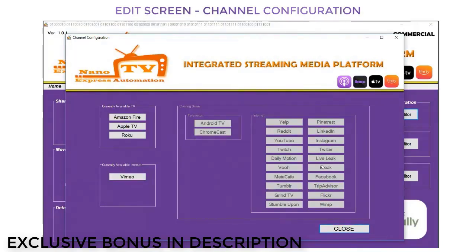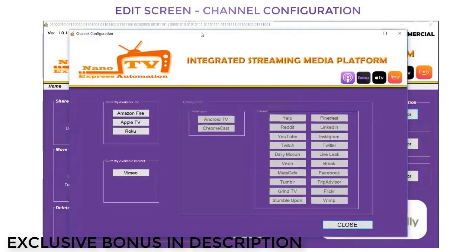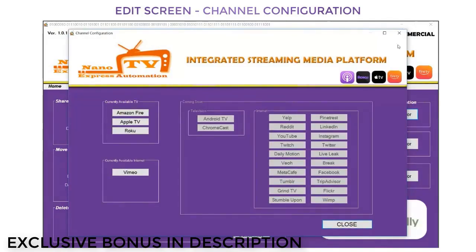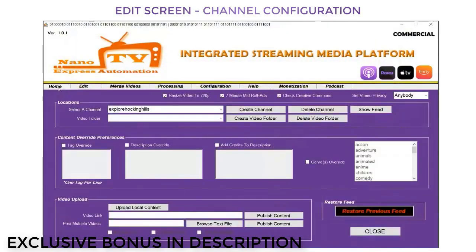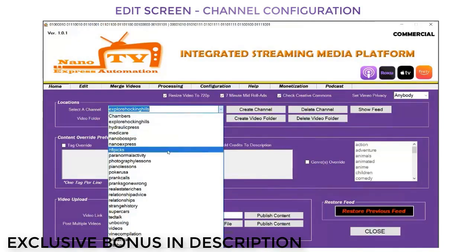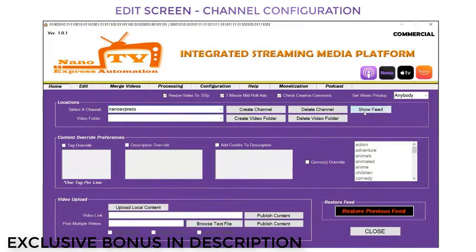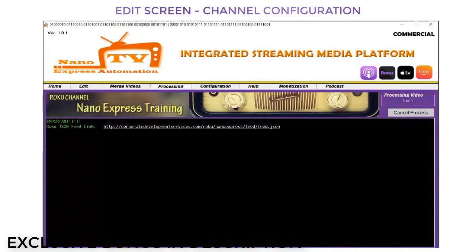Because what this platform eventually is going to come is not only streaming to TV and internet, but to mobile devices as well. So we have a lot of things in development here. So this is a good place for you to see what's coming up next and to see what you have. So like, let's say, remember we did that, just for a little refresher, we went home, we did this Nano Express, right? And we hit show feed, and you saw there was just a Roku feed.